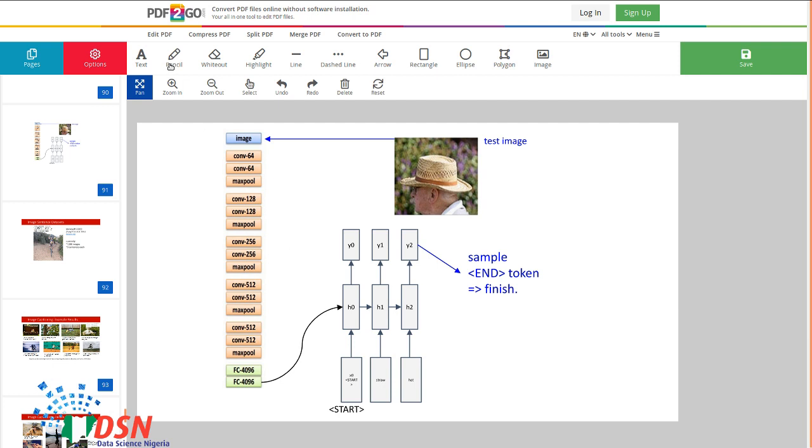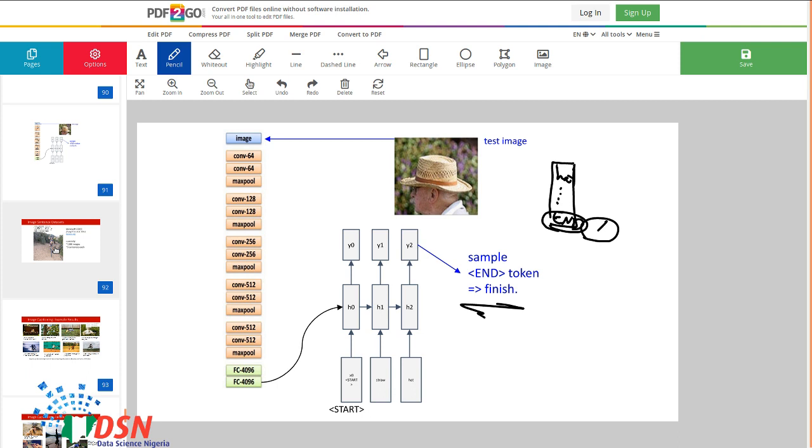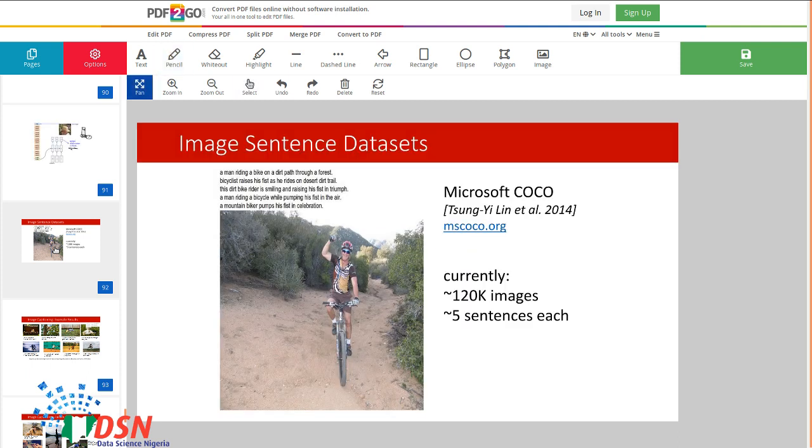Also, you could have the end token as the finish. So let's say we have in your words, you could have hat and other things, and for the end of your sentence, or to know when you have reached the end, you could have an end token or some certain character to know where you should terminate, or where the neural network should terminate its sentence.